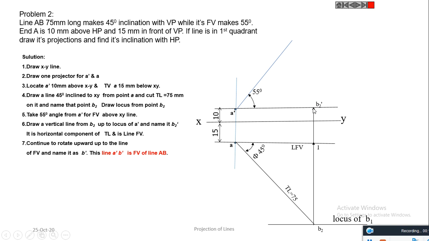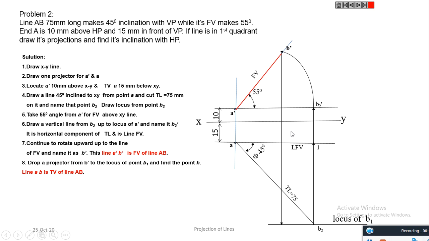Now A dash B2 dash is rotated with the center as A dash. We get B dash. Join A dash B dash, which is the required final front view. Now we can draw the locus of B dash also. If it is dropped from B dash to the locus of B2, we get the required final top view as A B2.